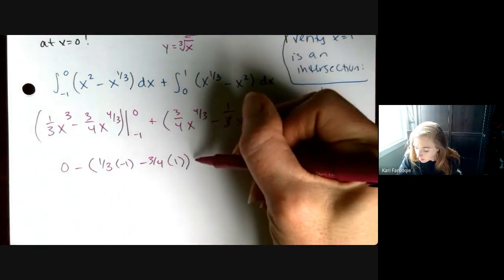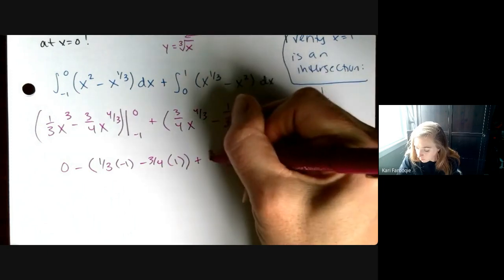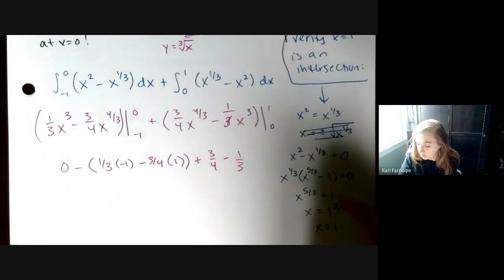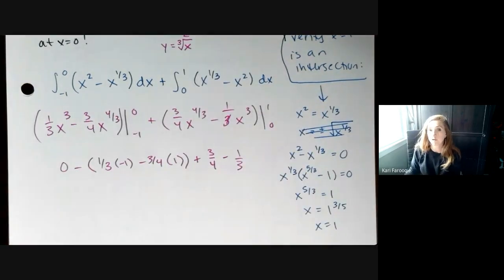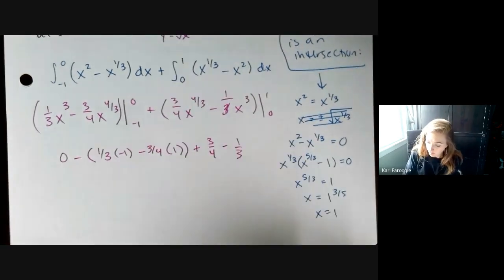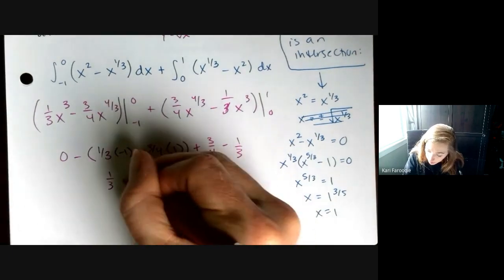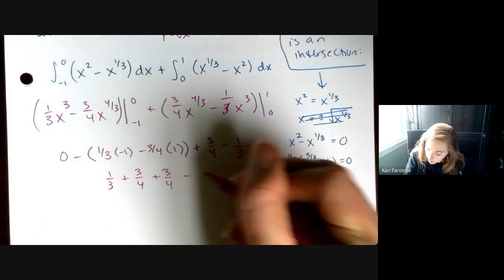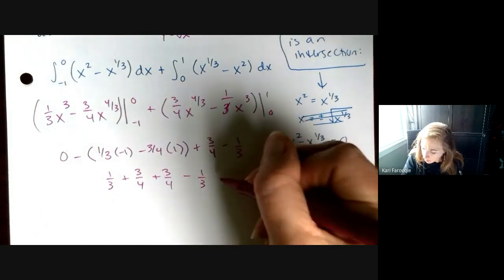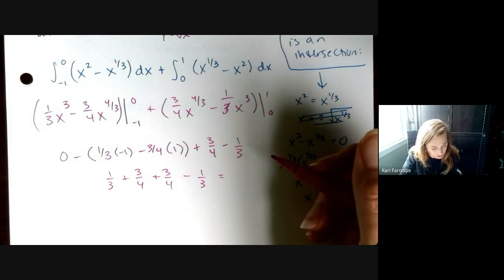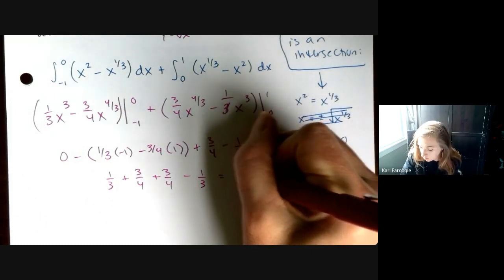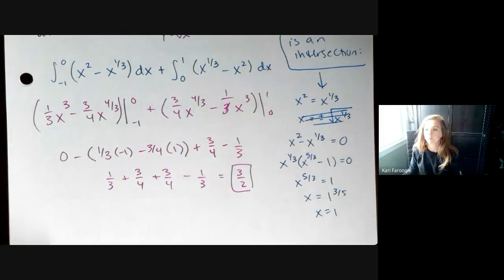And then we'll do the same thing here. 3/4. Actually, this one's a little bit easier to work with. Minus 1/3, and the lower limit zeroes out, so you don't need to worry about it in that case. So we have +1/3, +3/4, +3/4, minus 1/3. This ends up giving you 3/4 plus 3/4, which is 6/4, which is 3/2. Okay.